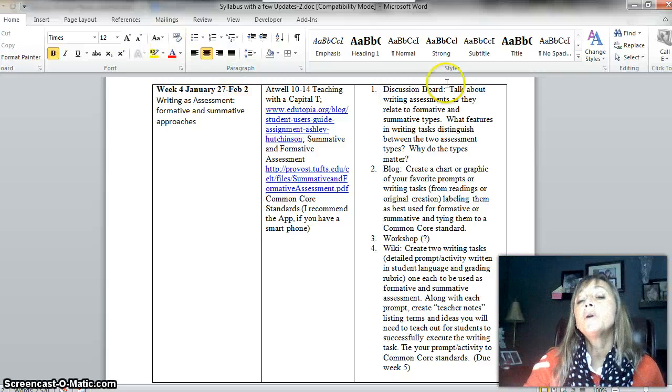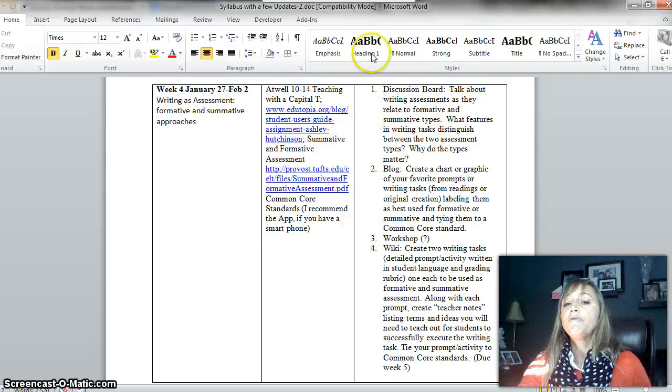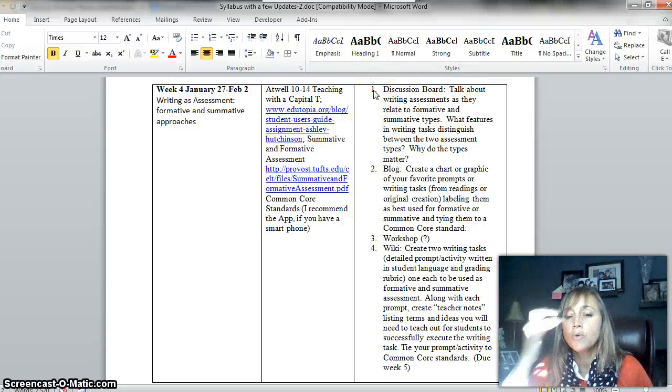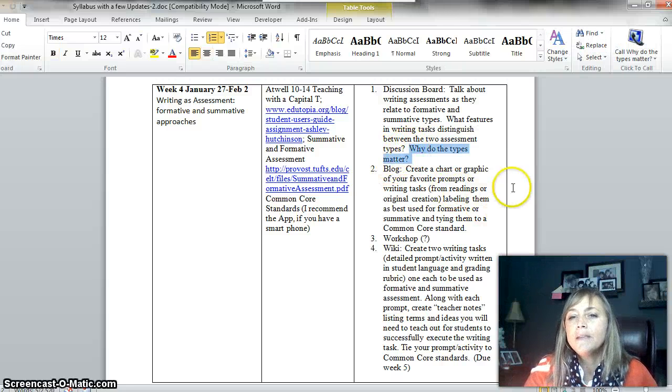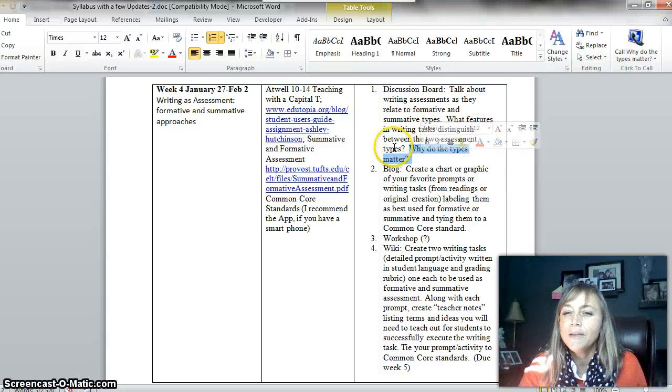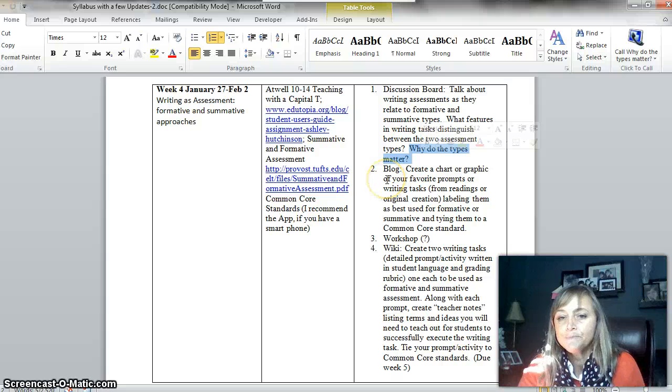Okay, so what are we doing this week with this stuff? Before we read, hop over to the discussion board. Talk about writing assessments as they relate to formative and summative types. What features in writing tasks distinguish between the two assessment types? Why do the types matter? You might have to do a little reading before you get into that one this week. I got a little bit more intellectual on you. And I kind of already answered part of this for me, the why do the types matter. Think about it for you. And obviously, anytime we have a discussion board, bring up things from your writing experience.